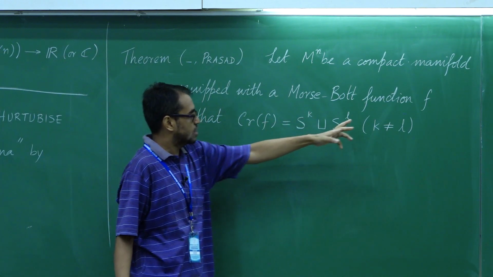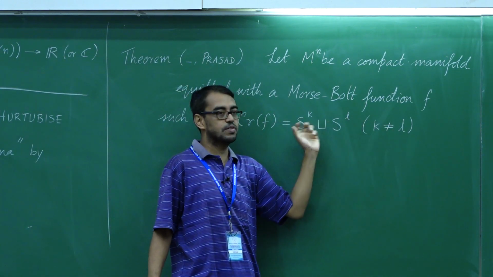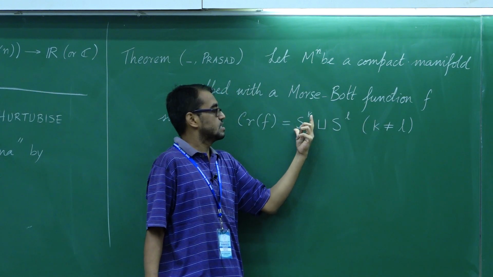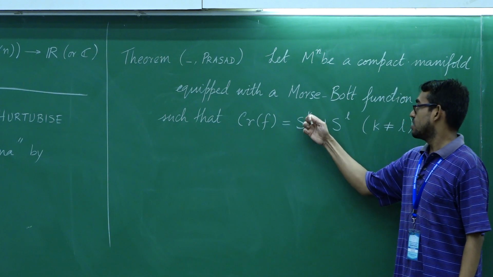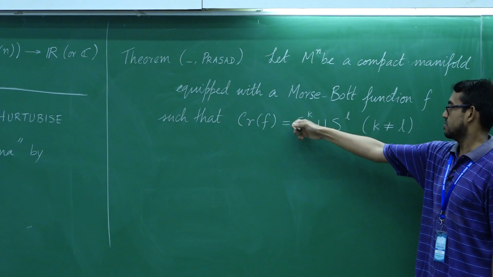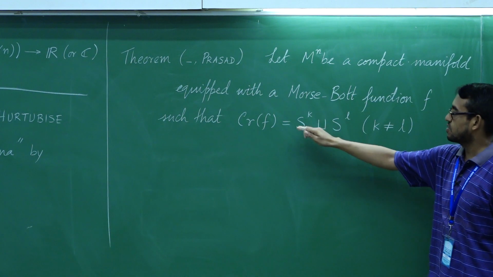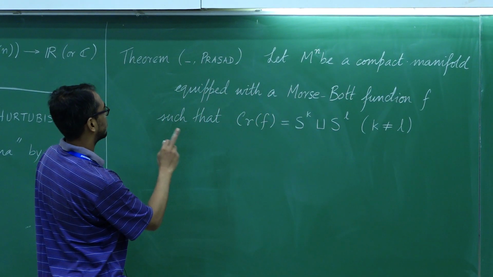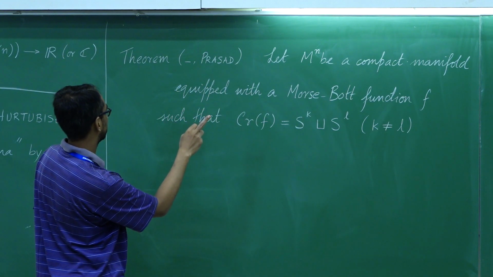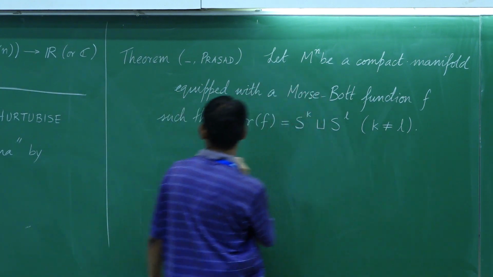So if k is, you can assume k is less than n, because one of them has to be bigger. If k is 0, then this is S0, so it's 2 points. Otherwise, if k is bigger than 0, then this is obviously bigger than k. So they're both actual spheres, so there are two numbers. Yeah, if it works this way, okay.